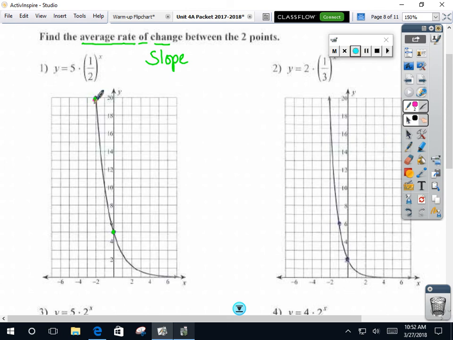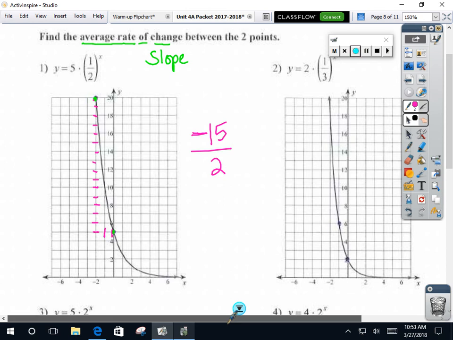So to get from here down to here, don't you have to go down 1, 2, 3, 4, 5, 6, 7, 8, 9, 10, 11, 12, 13, 14, 15. So that's down 15. You always go from the left point to the right point. Then you have to go over how many units? 2. Plus, if you don't get a negative for this, you know you're wrong, because isn't this a decay? It's going down, so it should be a negative average rate of change. You don't have to simplify; you can leave it as a rise over run.